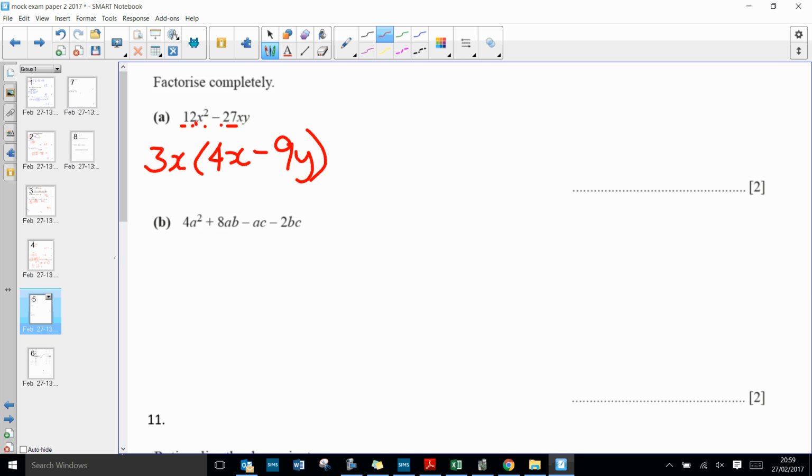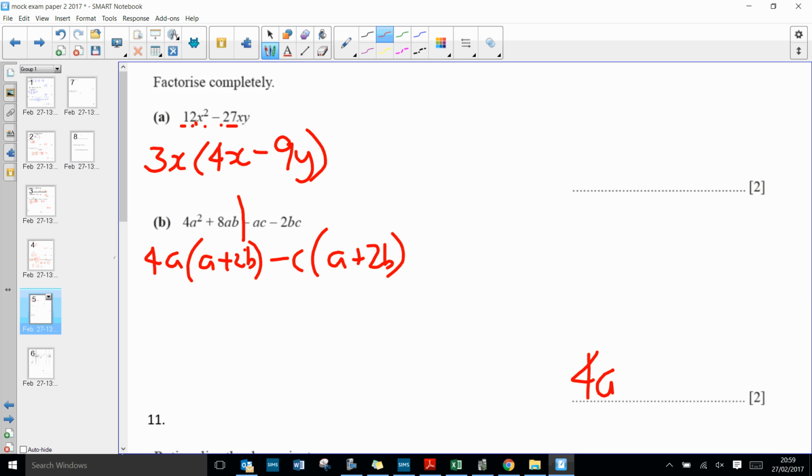And the next one, I'll split this into 2 halves. So I've got 4a that's common here, gives me a plus 2b. And I've got minus c that's common here, which gives me a plus 2b. Which gives me 4a minus c and a plus 2b. It's just like when we do the factorising with a number in front of the quadratic.